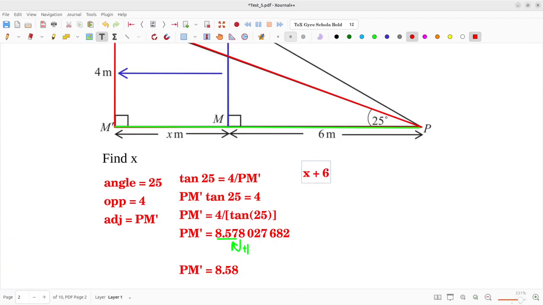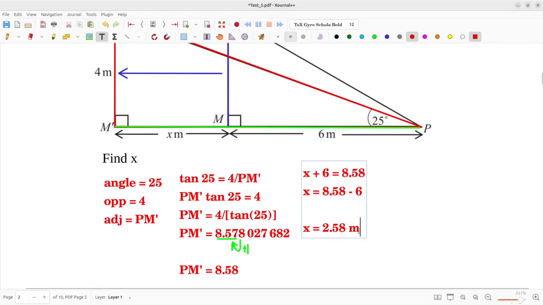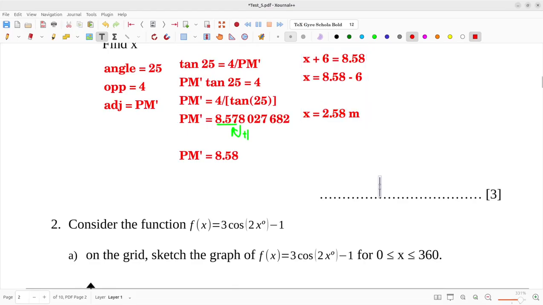x plus 6 is equal to PM prime, which is 8.58. Subtracting 6 from both sides of the equation, x is equal to 8.58 minus 6. Now you subtract 6, and you get x is equal to 2.58 units in meters. Check all the marks as they are. This is just 3 marks.